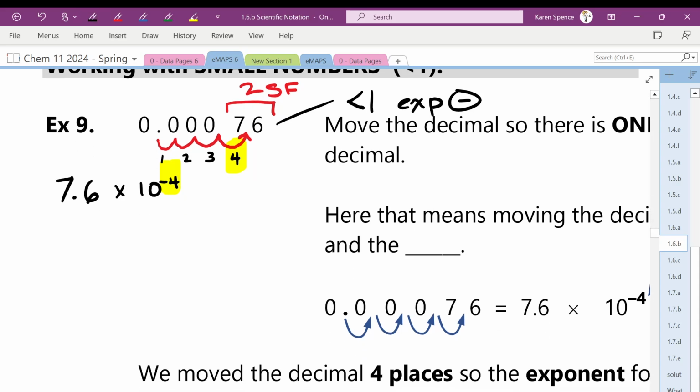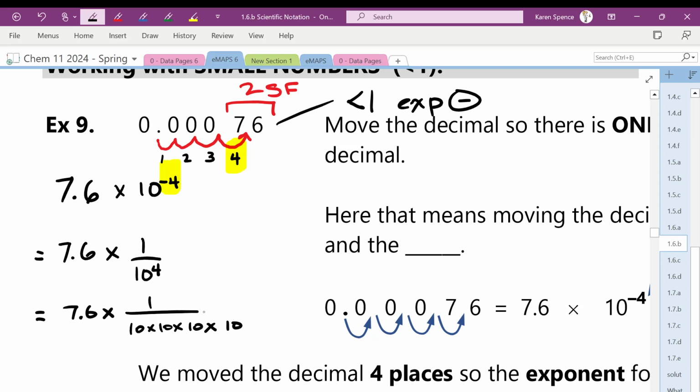And if you want to prove that that actually equals what we say it does, we can say, well, that's 7.6 times, do you remember what it is if we have a negative exponent? We put it into the denominator. So we would have 7.6 times 1 over 10 times 10 times 10 times 10, which is equal to 7.6 divided by 10,000, which is equal to 0.00076. You don't need to be able to do that, but it is kind of nice to see that it does indeed work out.